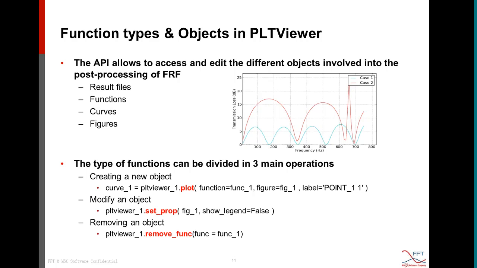Three main operation types can be performed in the PLTViewer. They are the creation, addition, and removal of the different objects. And of course, there are many additional functions available, such as the import of a result file, the export of a 2D curve into a text file, or into an image file, etc. Now we have seen an introduction on the API session.